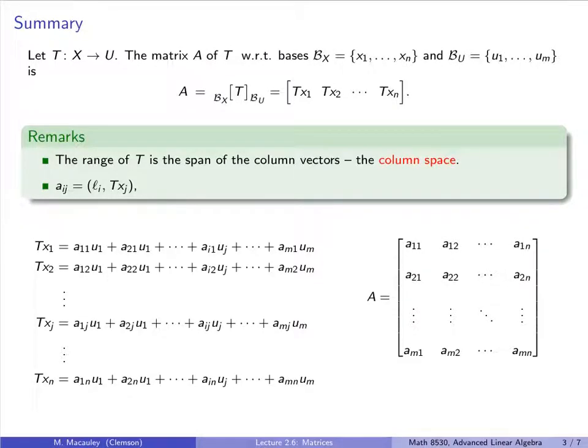Finally, a formula for Aij is just Li of Txj. So here's that grid that we wrote out in the previous slide. And here's that matrix. Notice how these entries, these columns, are just the coefficients in the corresponding rows right here.